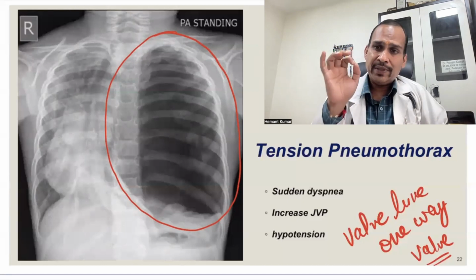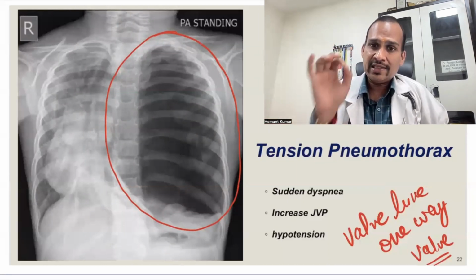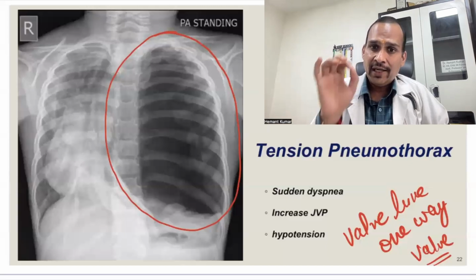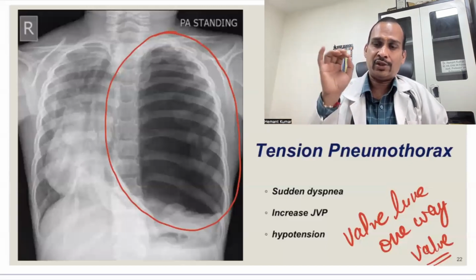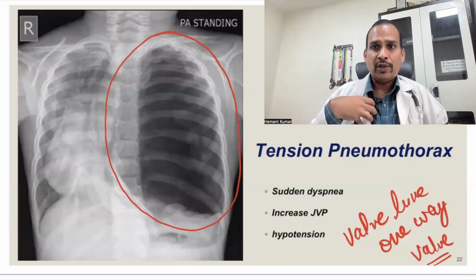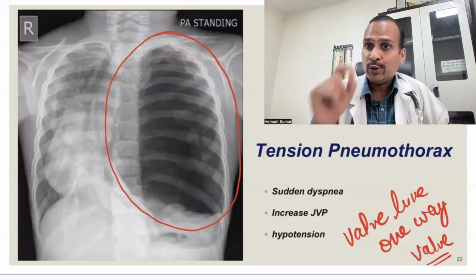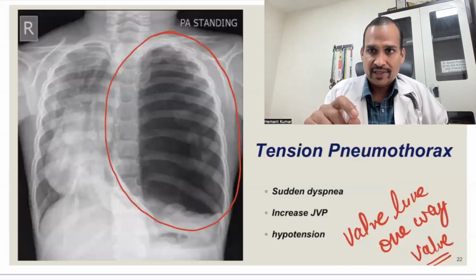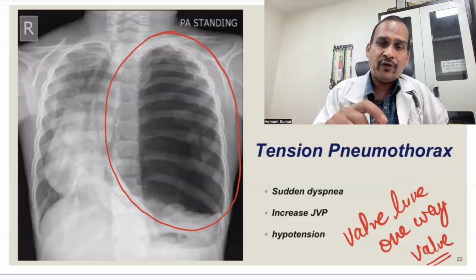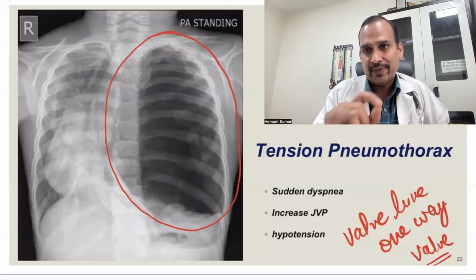So if you see a patient, especially a young patient, with sudden dyspnea, increased JVP, muffled heart sounds, hypotension, shock, and if you keep your stethoscope here, you will not be able to hear breath sounds, then you should suspect pneumothorax, tension pneumothorax. And you cannot wait for an X-ray. You have to treat immediately, otherwise the patient will expire.